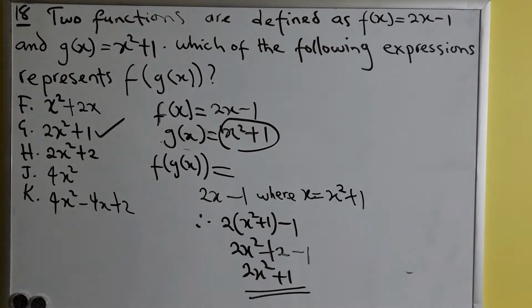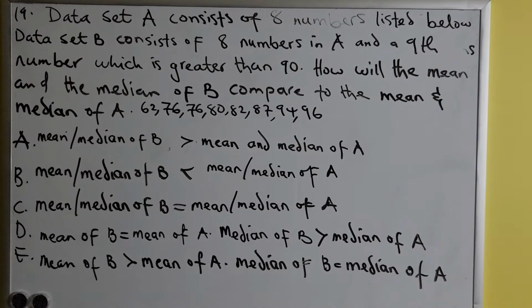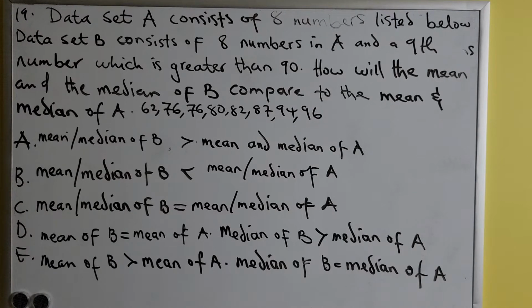Question 19. In question 19, it says data set A consists of 8 numbers listed below. Data set B consists of the 8 numbers in A and a 9th number which is greater than 90. How will the mean and the median of B compare to the mean and median of A? And the numbers are 62, 76, 76, 80, 82, 87, 94, 96.